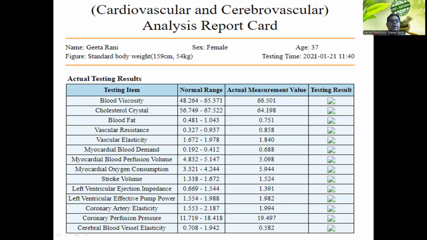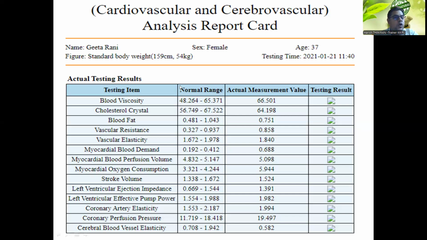So these are the report cards which you get from the cardiovascular and cerebrovascular analysis report card. And if there is any problem in these parameters, what to do? We have a fantastic paired combination. If you use that combination or share that combination with your customer, or for self use, you can get fantastic heart and brain health, can maintain BP, can get rid of heart problem.